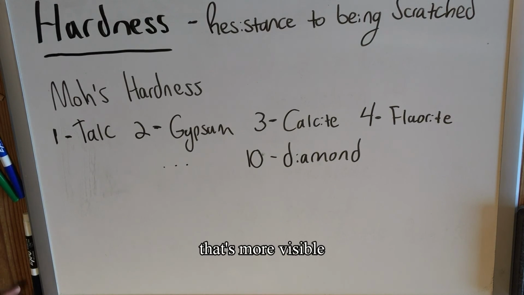And just a little fun fact, a streak plate, which we use to test the streak, another diagnostic property of minerals, has a hardness of about 6.5, meaning anything with a hardness above that actually can't be tested with a streak plate. Granted, most minerals that hard tend to have white streaks, but just an interesting fact.